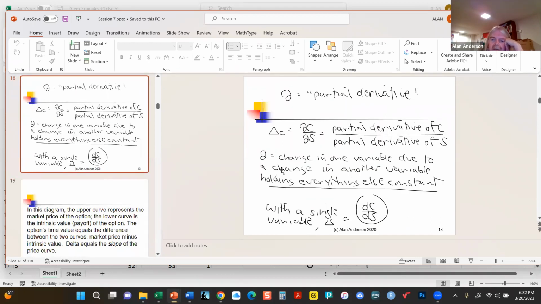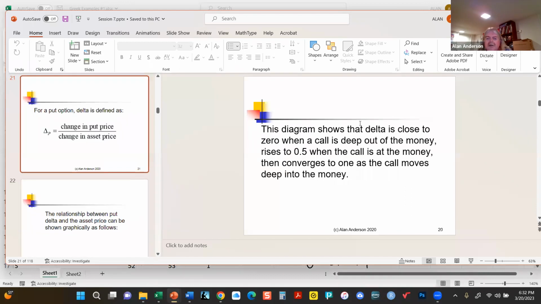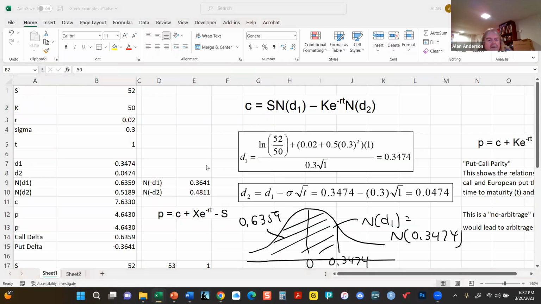What we do want to know is how is this actually calculated? This is a derivative of the Black-Scholes model, and it turns out that it is nothing but N(d1). If you come back here, it's not a coincidence that the delta of the call and N(d1) are the same number, because they're the same thing.